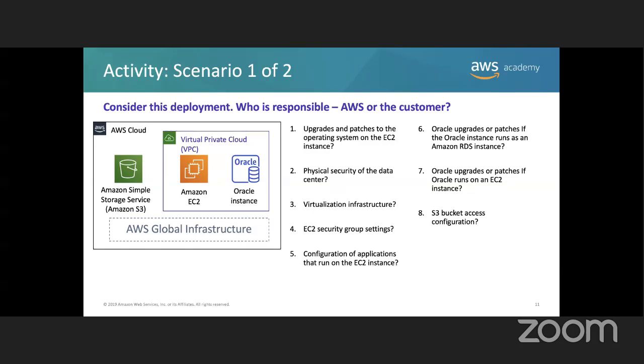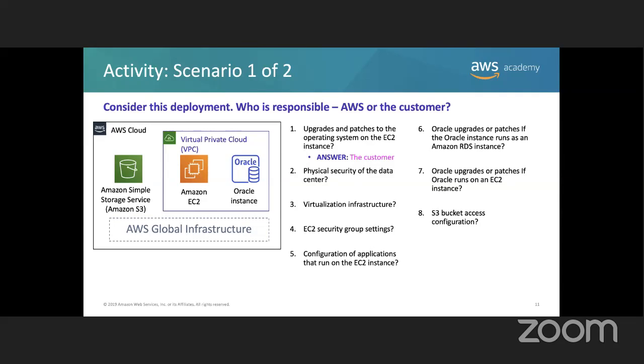Okay, who is responsible for upgrades and patches to the operating system of the EC2 instance? Customer. The owner of the account. The customer, yes. EC2 instance is an unmanaged service. It's managed by the customer, right? When I say unmanaged, it means that AWS doesn't manage it. When I say it's a managed service, it means that AWS manages it, okay?